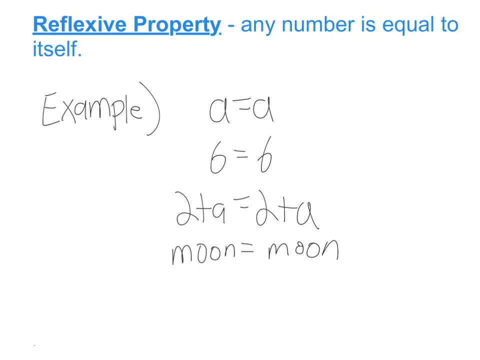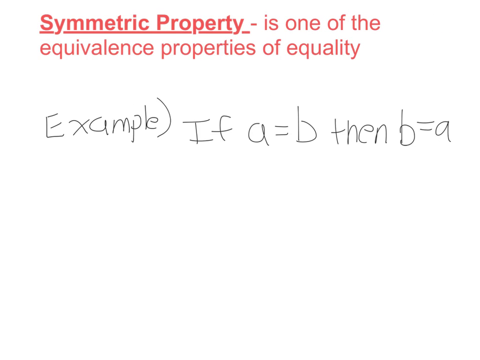Reflexive property. A is equal to A. 6 is equal to 6. 2 plus A is equal to 2 plus A. The moon is equal to the moon. I am equal to me. And so on. Symmetric property is one of the equivalence properties of equality. If A equals B, then B equals A.